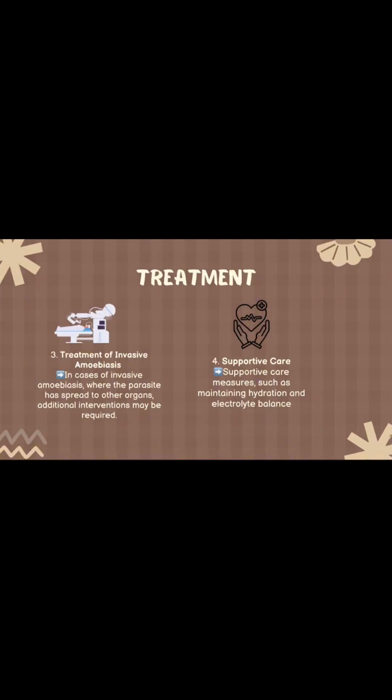The third one is the treatment of invasive amoebiasis. In cases of invasive amoebiasis, where the parasite has spread to other organs, additional intervention may be required. The last one is the supportive care. Supportive care measures such as maintaining hydration and electrolyte balance may be necessary in individuals with severe symptoms or complications of Entamoeba histolytica infection.